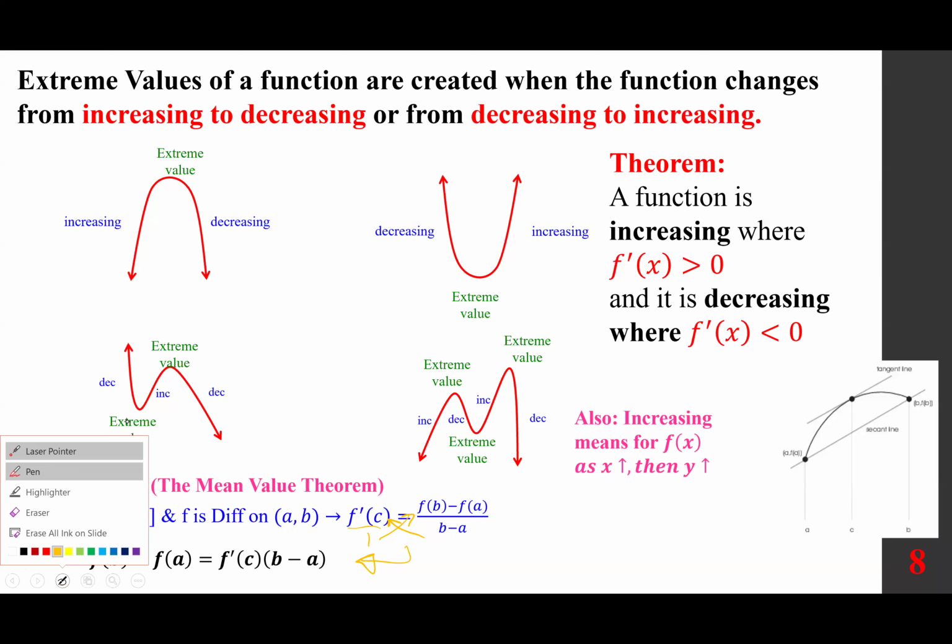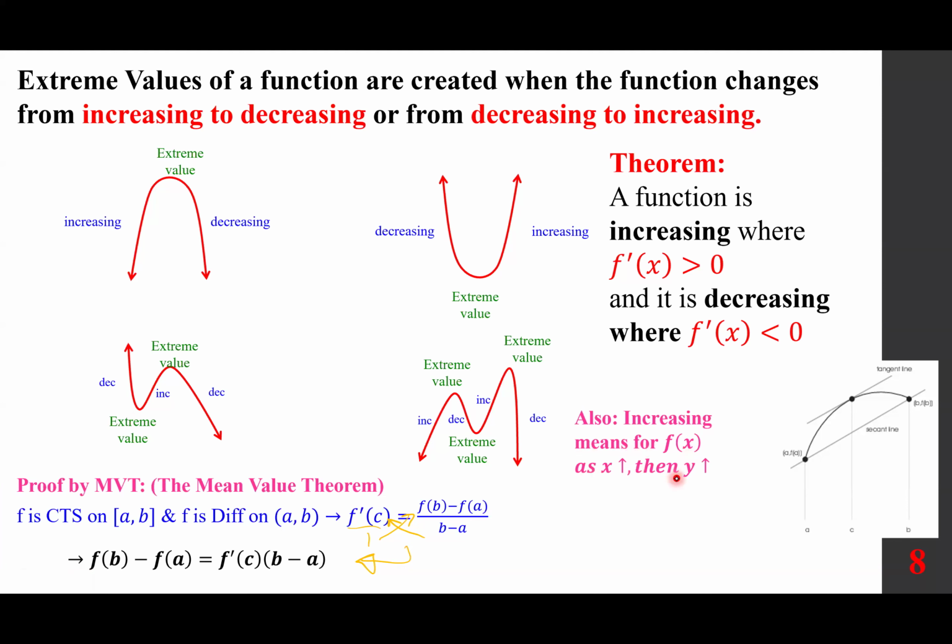So also increasing means for f of x, as x gets larger, then y gets larger. And remember, the interval goes from small to large. B is larger than A. So if f prime is positive, that means anywhere here between A and B, f prime is positive. So that means f prime of c is positive. That means this expression is positive. So if f of b minus f of a over b minus a is positive, and we know b is larger than a, that means b minus a is positive, then f of b minus f of a is also positive.